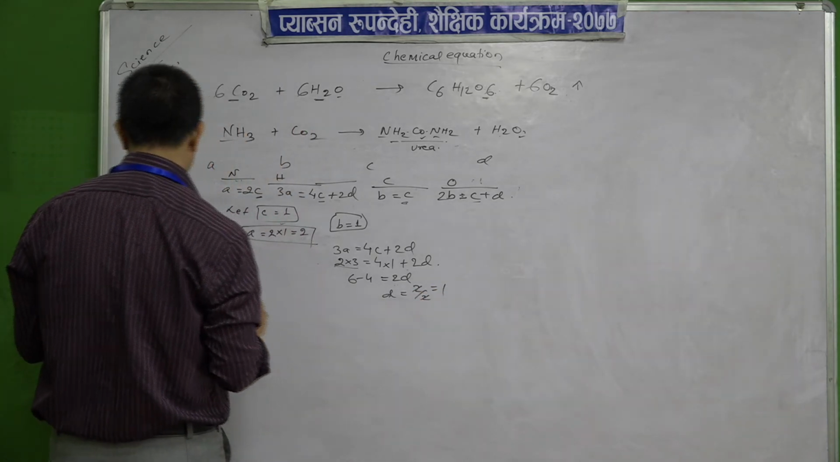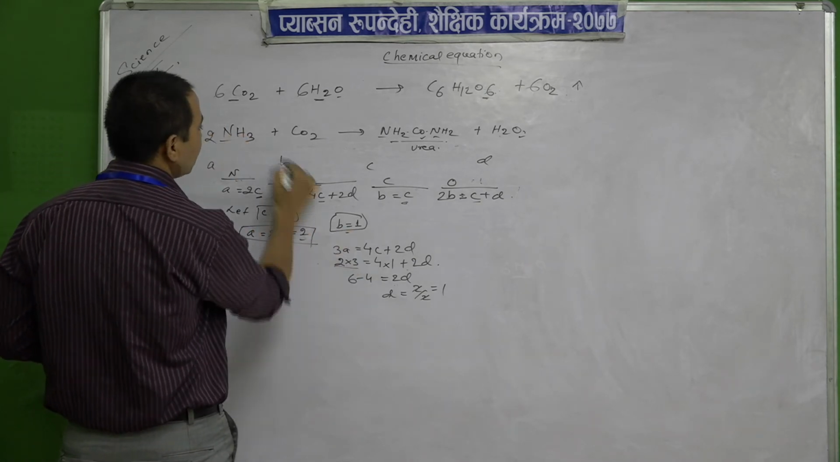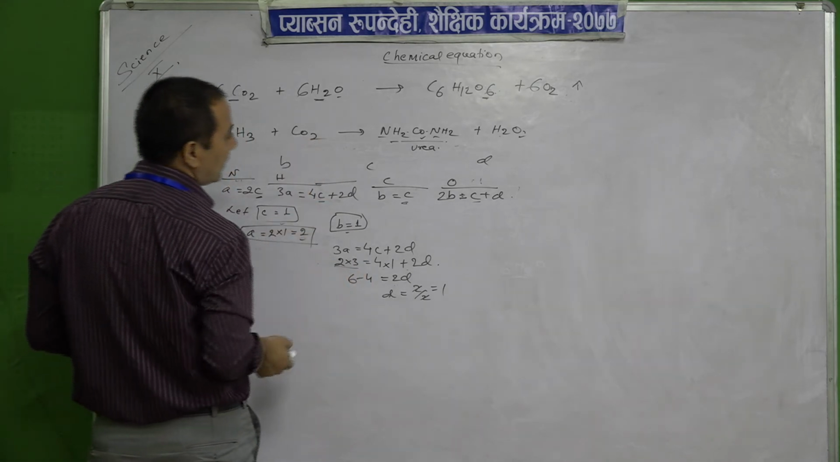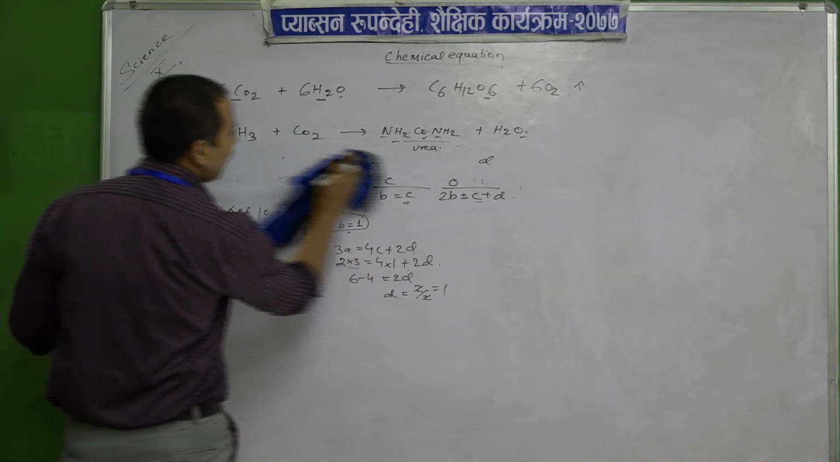Now let's do this one. A how much? A is 2. B how much? Nothing. C how much? C is also 1, nothing. D is 1. So the equation has been balanced.